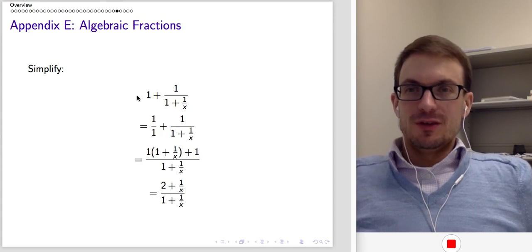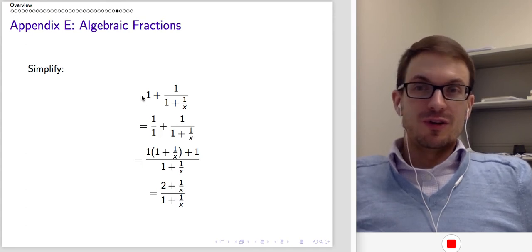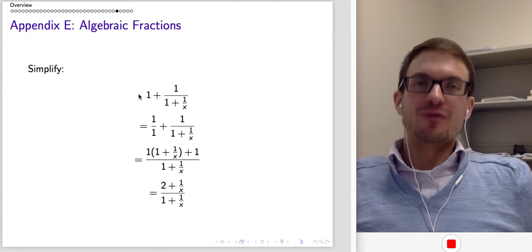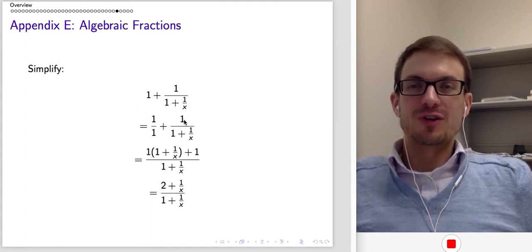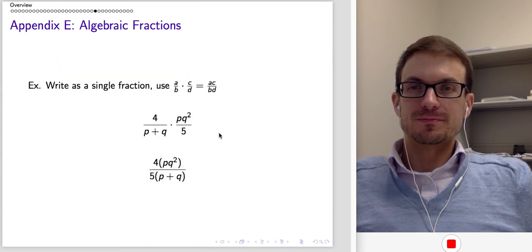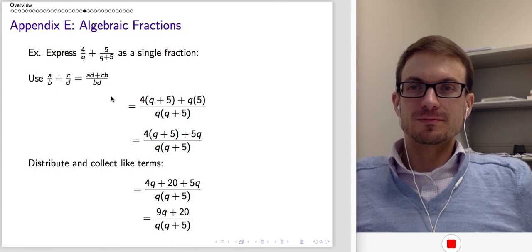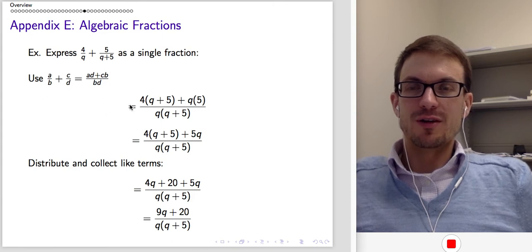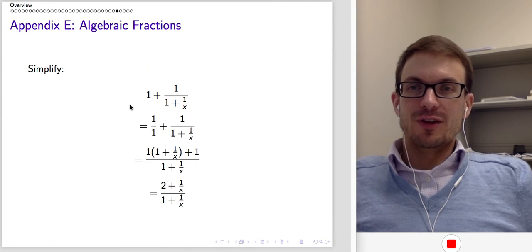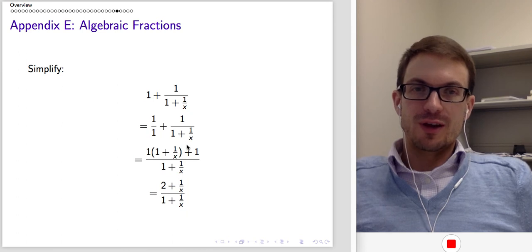Okay, so here's one more. This one doesn't look so nice. So we have 1 plus the fraction 1 over 1 plus 1 over x. Well, if you apply the formula, that's probably the easier way to approach this. So we go back to our addition formula. Right, so we're going to use this thing right here. And actually, if we do that, this thing simplifies down pretty quickly.